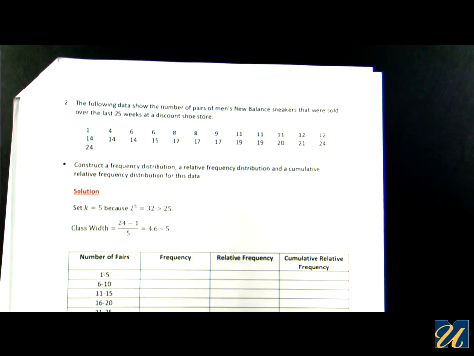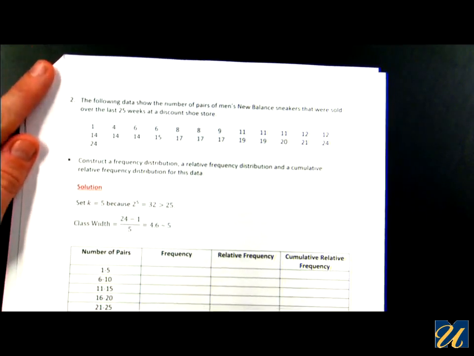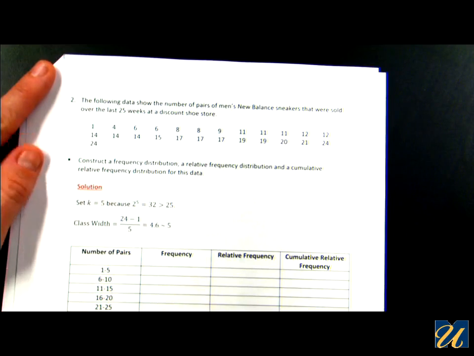The following data show the number of pairs of men's New Balance sneakers that were sold over the last 25 weeks at a discount shoe store. So this is the data that we have. We want to construct a frequency distribution, a relative frequency distribution, and a cumulative relative frequency distribution for this data.